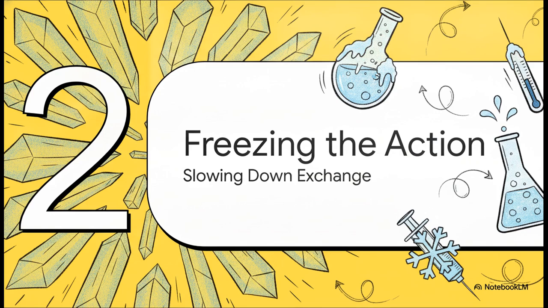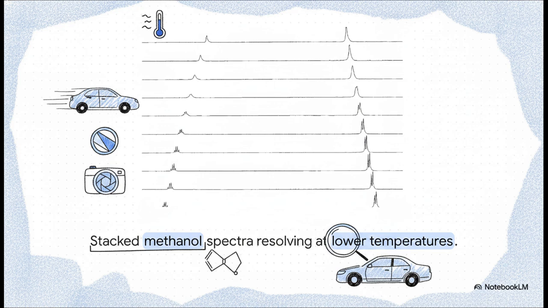Moving to Section 2. Freezing the chemical action to slow down that exchange. But you know, we're definitely not helpless here. If rapid chemical exchange is causing the blur, we can dig into our chemist toolkit and literally force it to slow down. If we take methanol at roughly room temperature, around 290 Kelvin, we just get two simple singlets.